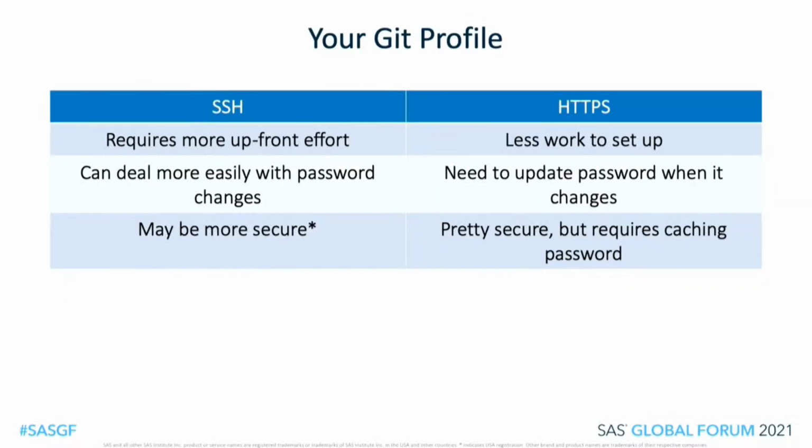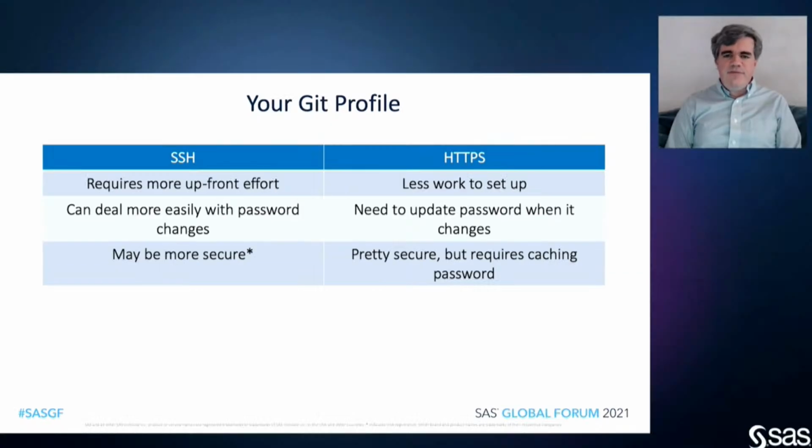You have two ways to authenticate to your Git server. This only applies to operations involving that Git server. Anything you do locally is handled through your normal login. HTTPS, for many people, is the easier method. And if you don't mind updating your password whenever that changes, this might be the better option for you. It's as secure as any HTTPS connection. You do have to cache your password locally, but SAS manages that for you and stores it in an encrypted format.